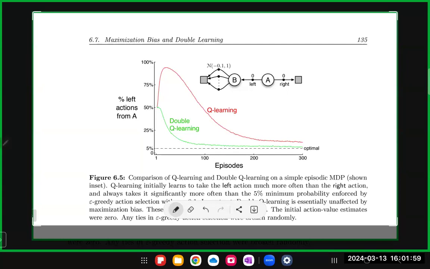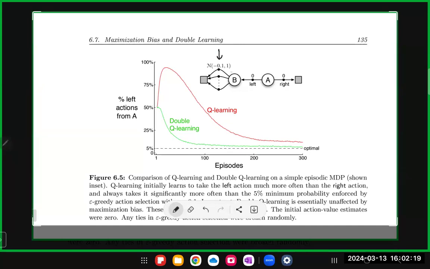So if you do Q learning, eventually it will learn that at A you have to take the right action. Here we are just understanding that, due to this maximization bias which we mentioned, there are a lot of actions, right?